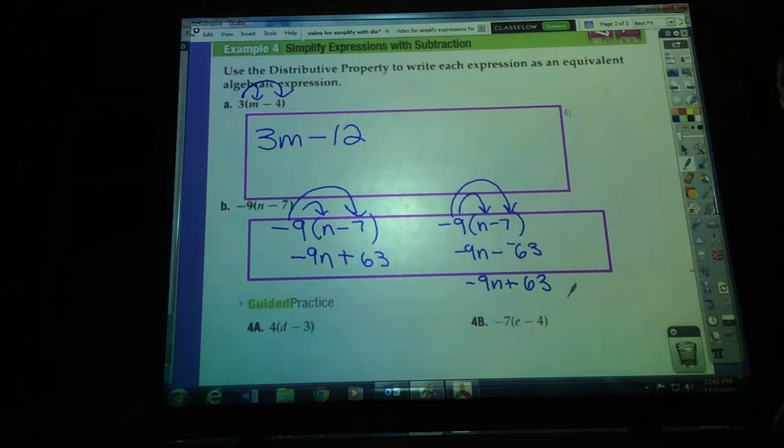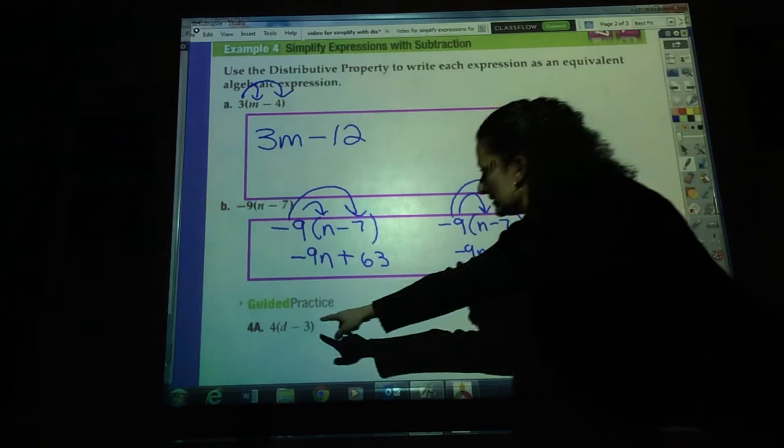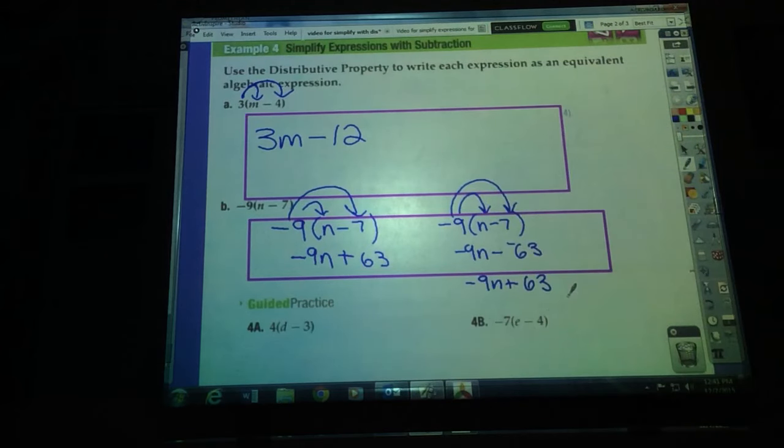Check and see if you understand. Pause the video and try these two problems down here, 4a and 4b. Unpause it when you're finished and we'll check to see how you did.